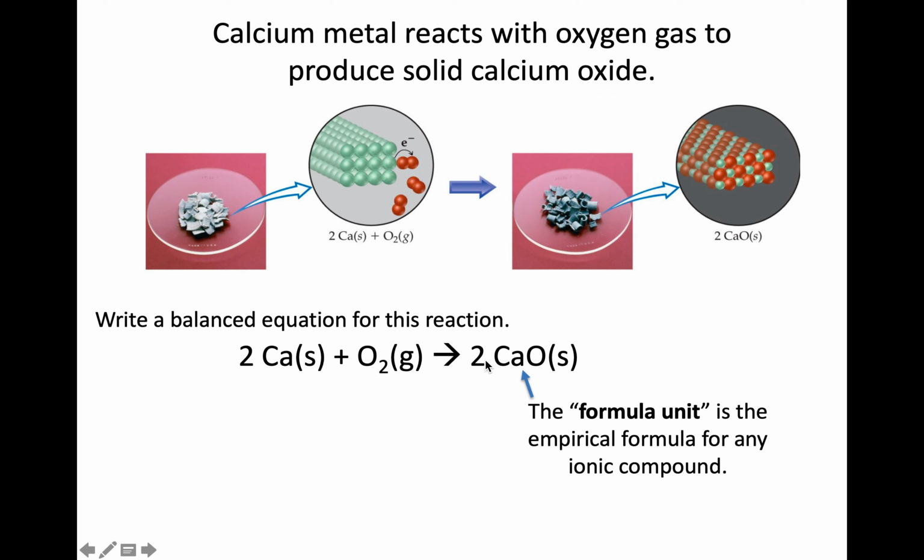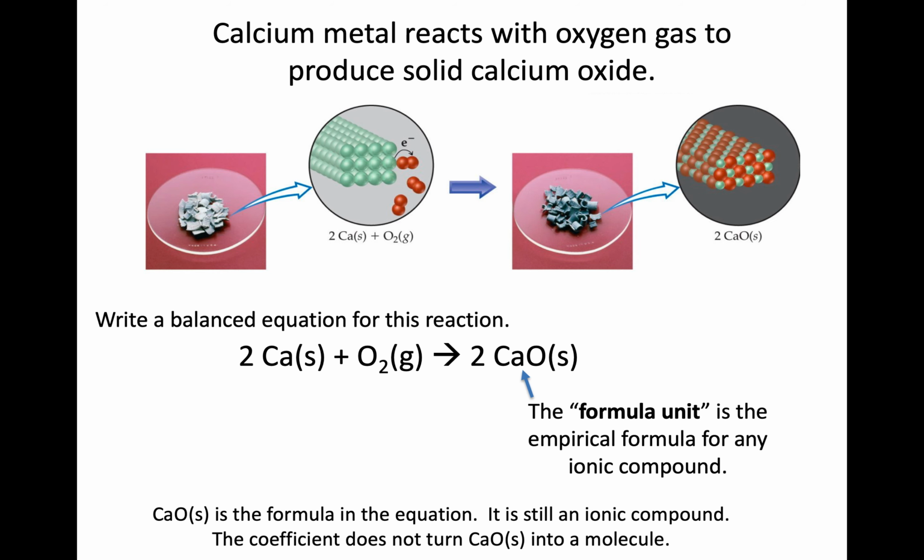Looking more closely here at the calcium oxide, this would be considered the formula unit. The formula unit is the empirical formula for any ionic compound. When we balance this, calcium oxide, CaO, is the formula that we would use in the equation. This is still an ionic compound. Even though we're putting this coefficient in front, that does not somehow turn calcium oxide into a molecule. Remember, we can ignore the coefficient when we're predicting what the compound is going to look like, either as a reactant or as a product.